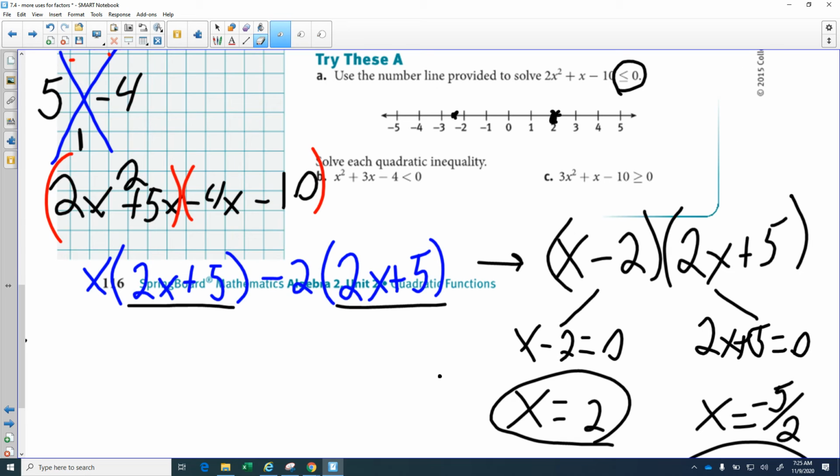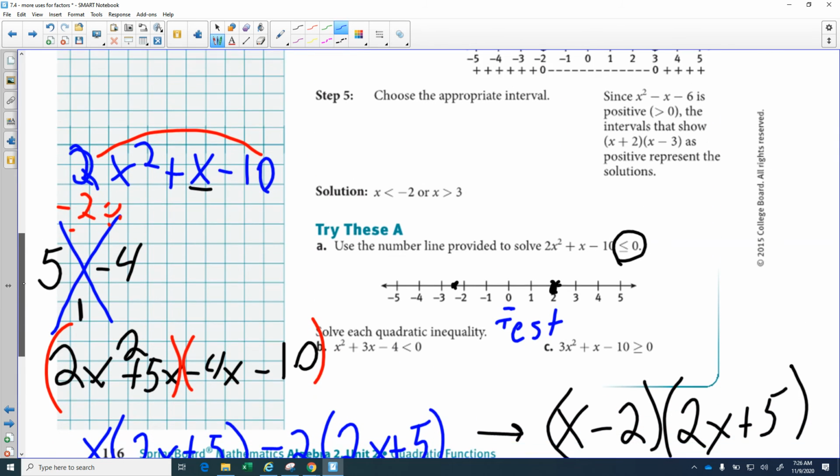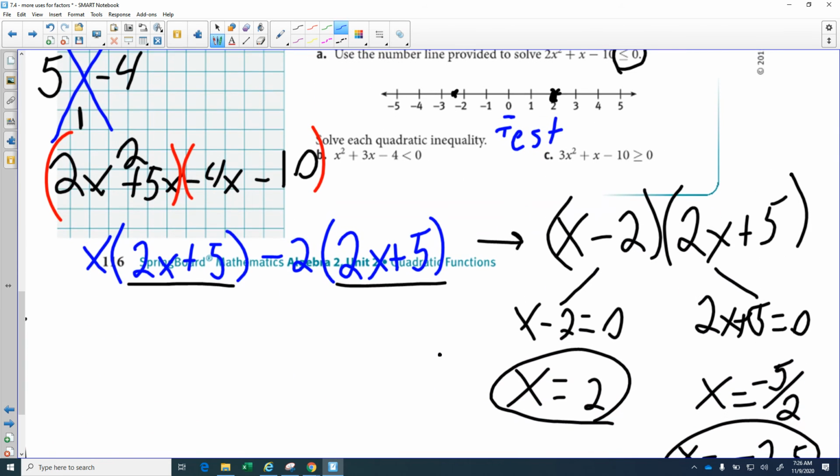But we have two closed circles at 2 and negative 2.5. The next step is we're going to test a value in the middle. So I'm going to go ahead and test 0. Okay, the number that's in between my two coordinates. And what I'm going to do is I'm going to take it and actually plug it back into the original. So the 2x squared plus x minus 10.